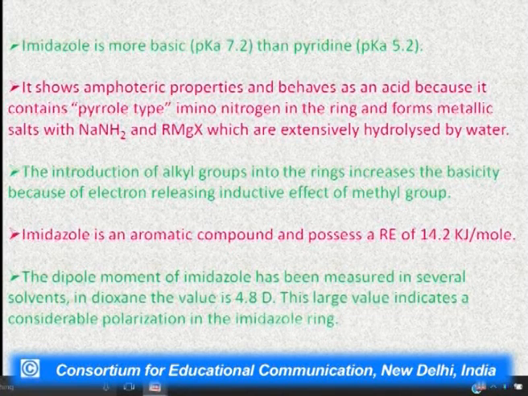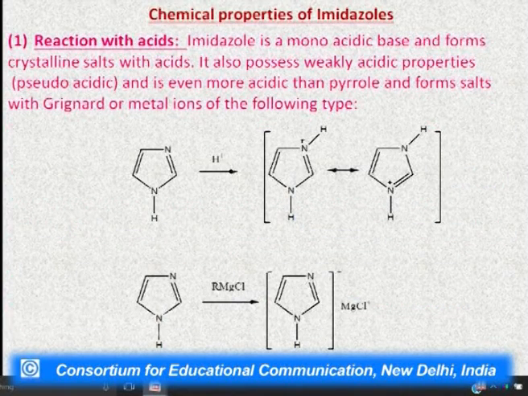Imidazole is an aromatic compound and possesses a resonance energy of 14.2 kilojoules per mole. The dipole moment of imidazole has been measured in several solvents. In dioxane, the value is 4.8 debye. This large value indicates a considerable polarization in the imidazole ring, which can be shown from the resonating structures of imidazole also. Now comes the chemical properties of imidazole.